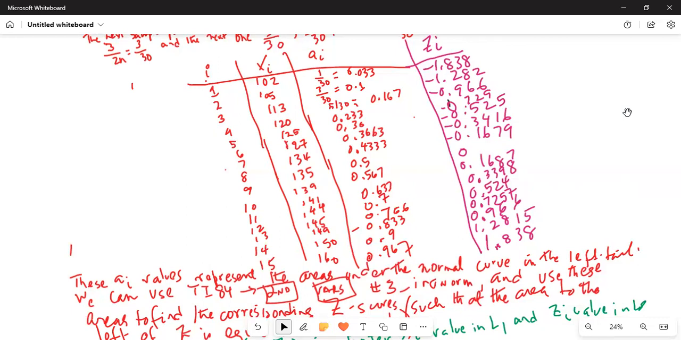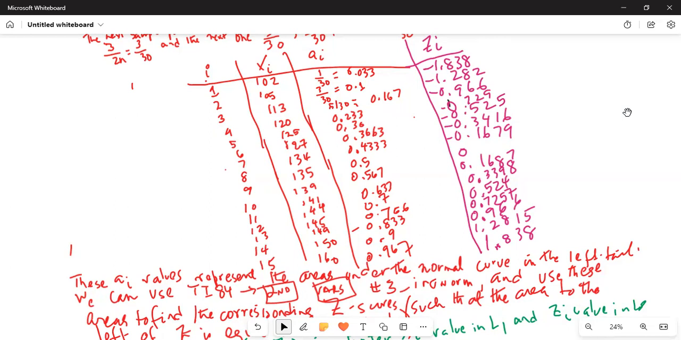113, 120, 125, then 127, then 134, 135, 139, 141, 144, 145, 149, 150, and 160. Okay, so these are my xi values from the second column.